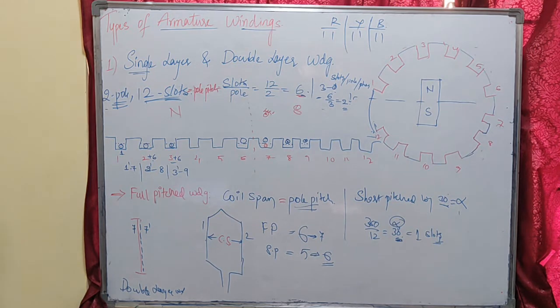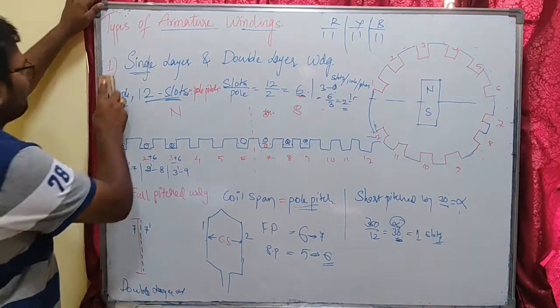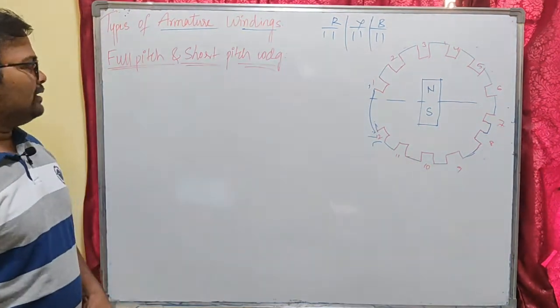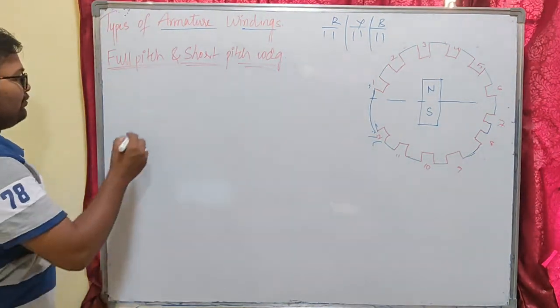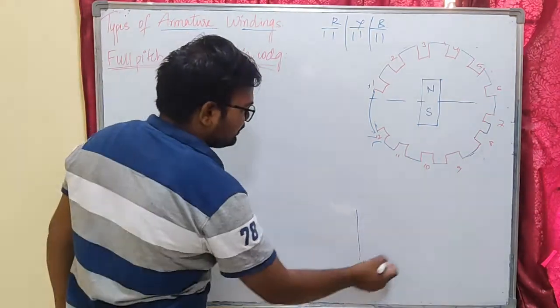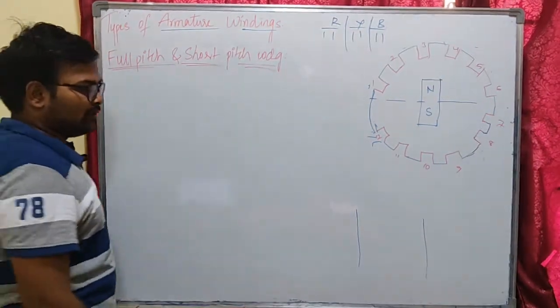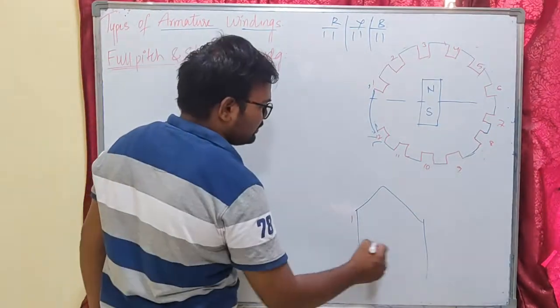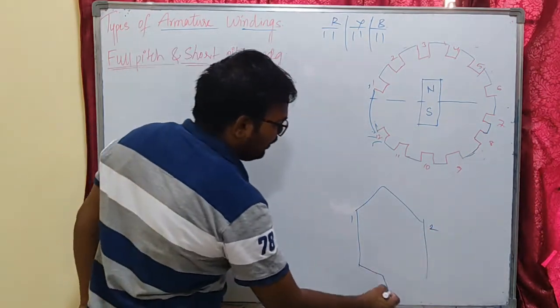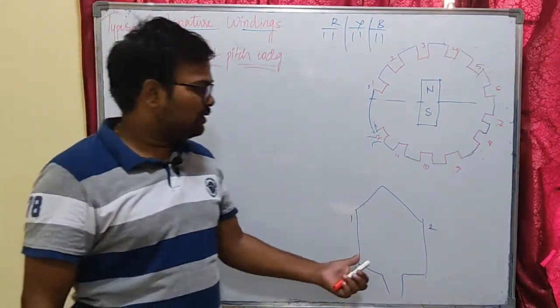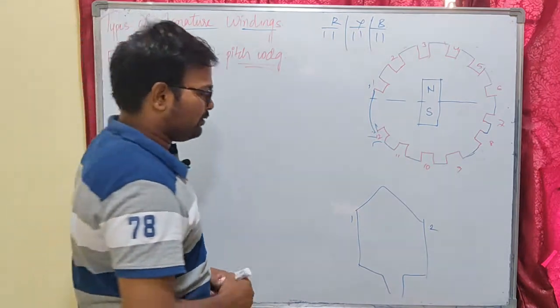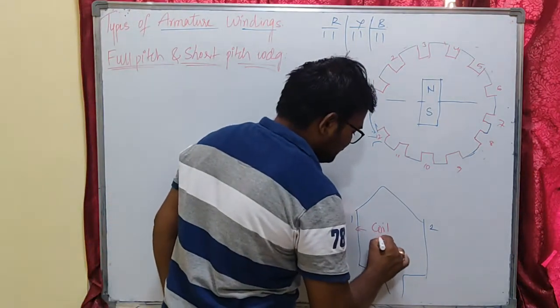So this is about single layer and double layer winding. Now let us see the full pitch and short pitch winding. So what is a full pitch winding? For that you need to understand the coil span first. So what is a coil span? The distance between two coil sides. This is one coil side, this is another coil side of a coil. The distance between two coil sides is nothing but the coil span.